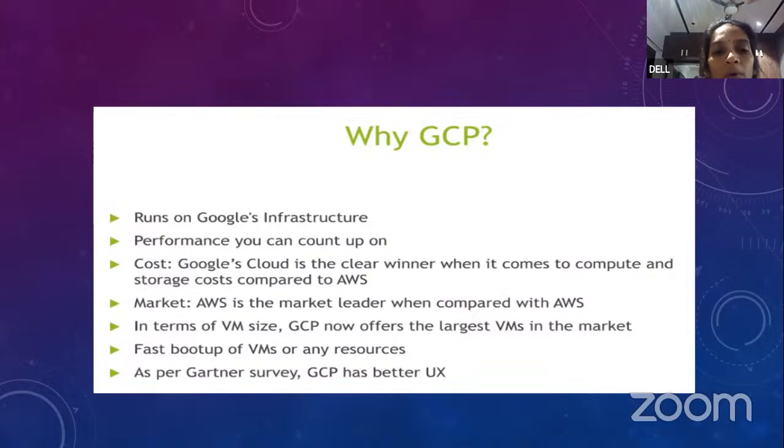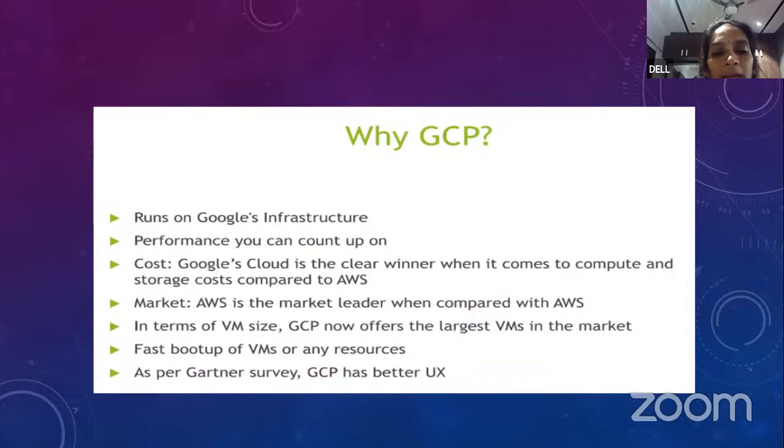Costs: Google Cloud is a clear winner when it comes to compute and storage costs compared to AWS. So cost-wise it is also better compared to AWS and Azure. Cost-wise, Google Cloud provides a much cheaper cost.